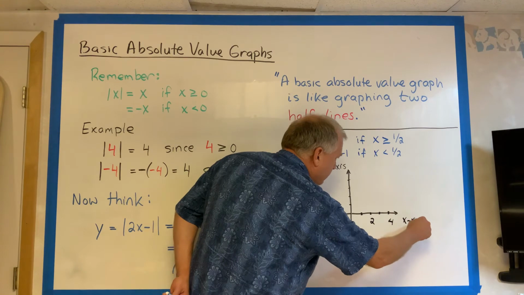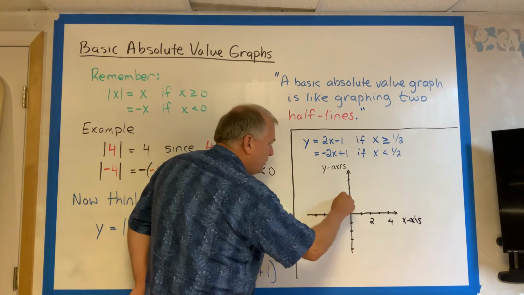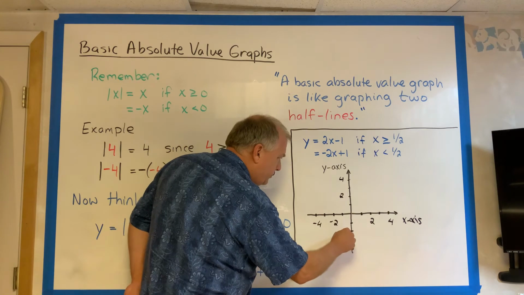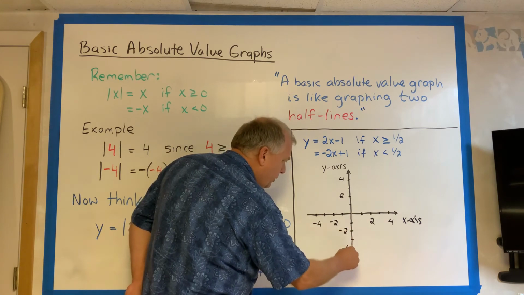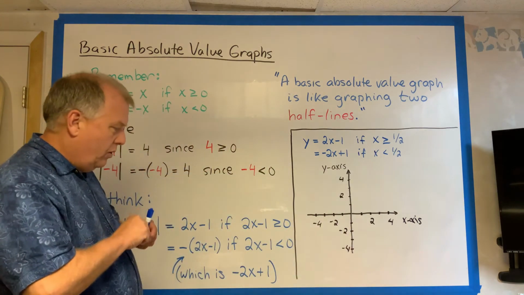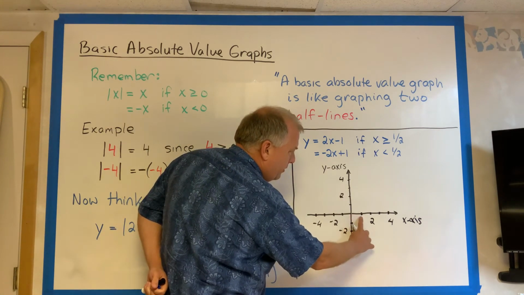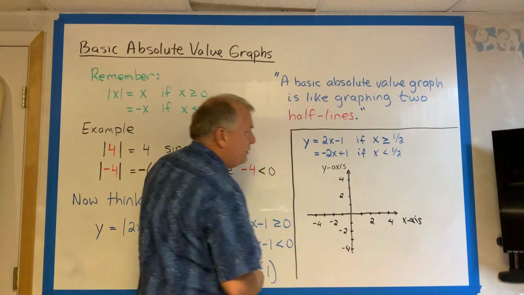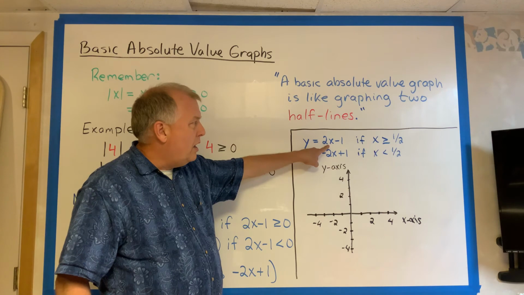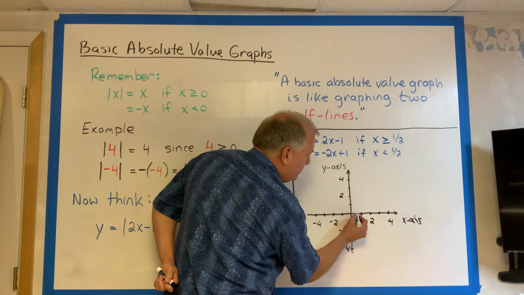This is the x-axis. It's always helpful to label the axes. 2, 4, minus 2, minus 4, minus 2, minus 4. So you've marked the graphs with these hash marks, and then you've labeled each one. 1/2 would be halfway between 0 and 1. Notice what happens when x is 1/2. When x is 1/2, I get 2 times 1/2 is 1, and 1 minus 1 is 0. So that point is right here.